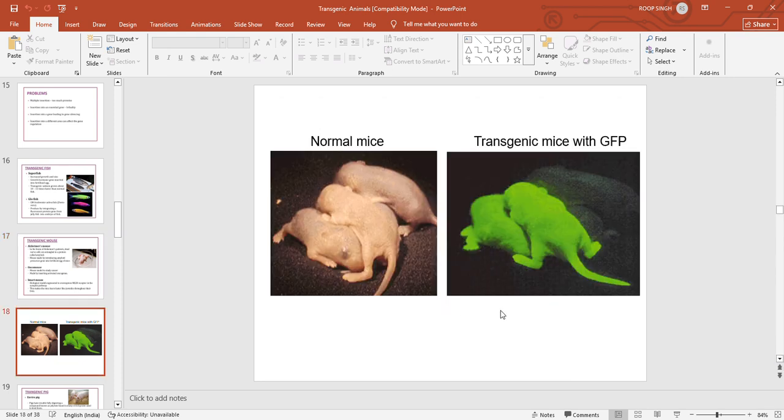So this is a normal mouse. This is another one in which green fluorescent protein has been introduced into the mice. So here is a normal mouse, a young one. Here you can see the transgenic mice, which are glowing green in color.